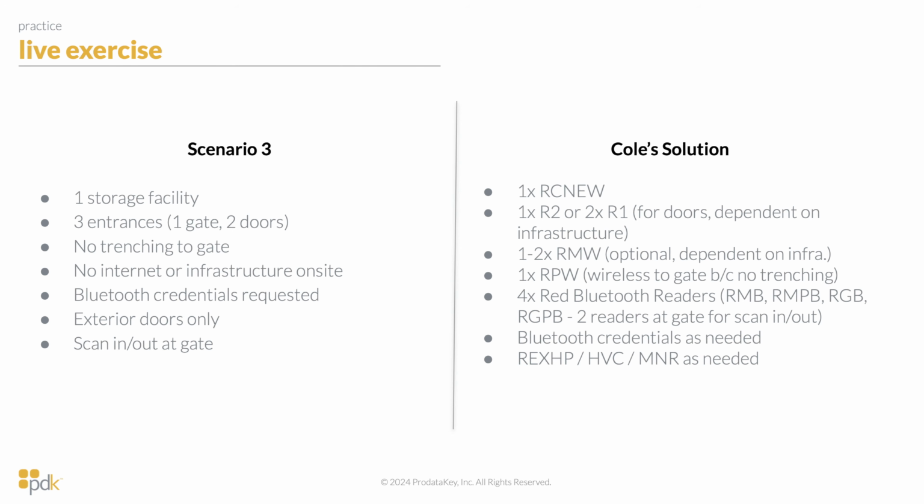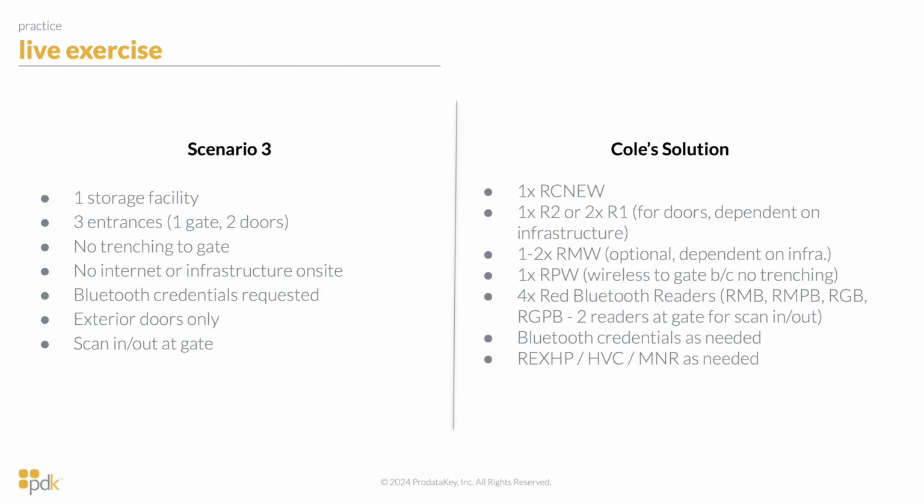Bluetooth credentials as needed, which means we technically don't even need any physical credentials, although you are certainly welcome to spec out physical credentials that work with any of those readers. And then finally, a Rex HP for those 2 doors. That wouldn't work for a gate. Keep that in mind. The Rex HP is designed for internal egress, not gate egress. You'd need some sort of induction loop, but you can tie it in to the system either way.